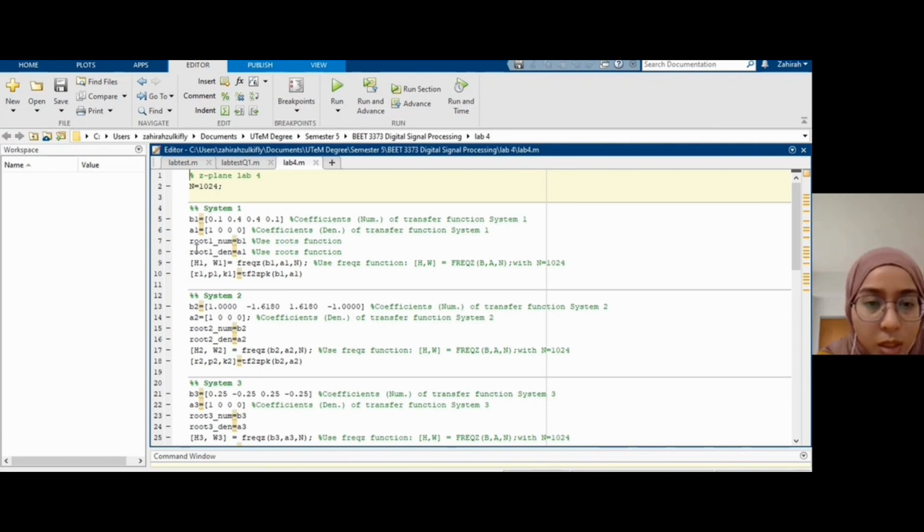Next will be the roots for B1, so we're using the roots function. Also for the denominator A1, we're also using the roots function. So here is the frequency function for B1, A1, and also N. The N is as stated here, 1024. Same goes for system 2, 3, and also system 4.